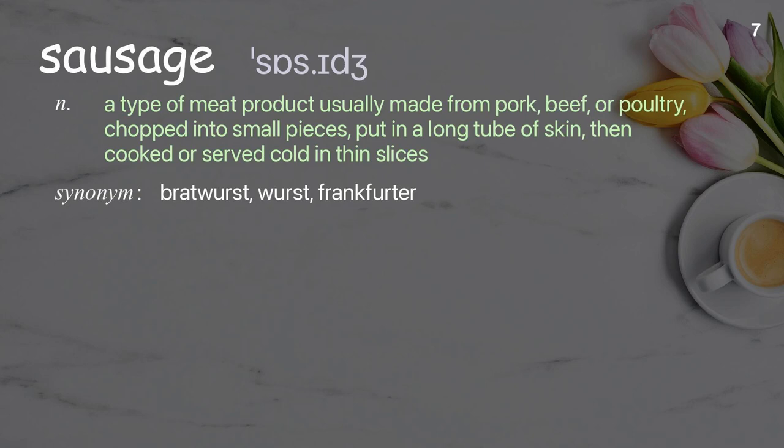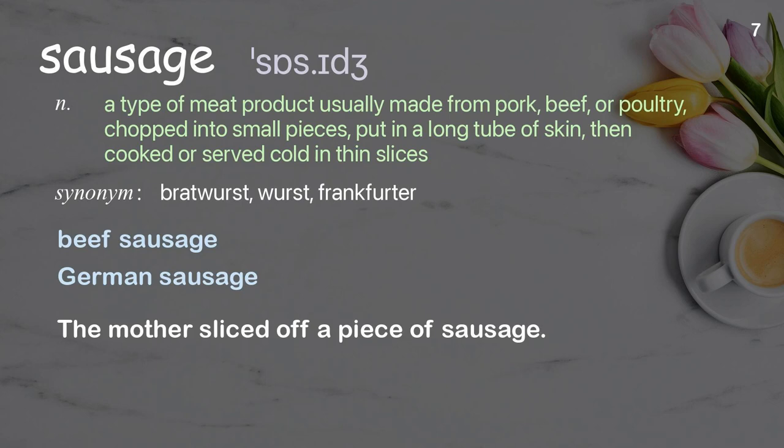Sausage. A type of meat product usually made from pork, beef, or poultry, chopped into small pieces, put in a long tube of skin, then cooked or served cold in thin slices. Examples. Beef sausage. German sausage. The mother sliced off a piece of sausage.